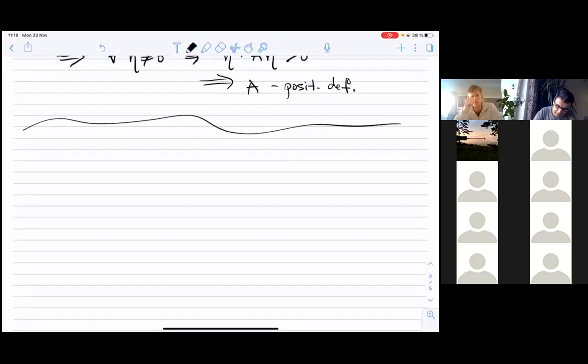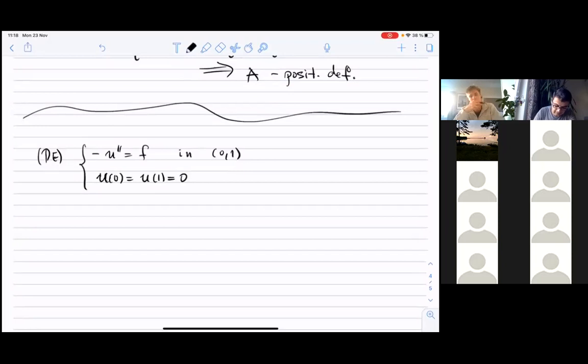For simplicity, we assume that our differential equation is u double prime equals f in (0,1), with u(0) = u(1) = 0. I want to make the same problem as in the labs. So we write the weak formulation here.